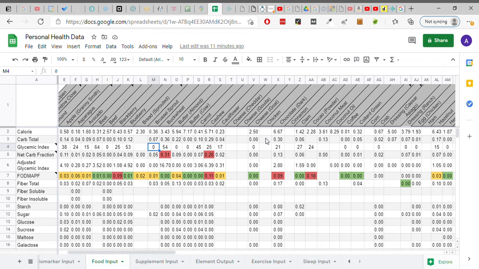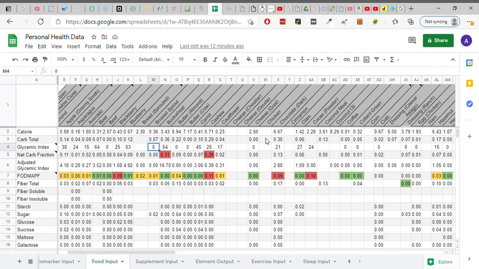So what I've created is something called the adjusted glycemic load. I'm going to write out the calculation for this in the description below if you want to follow along.